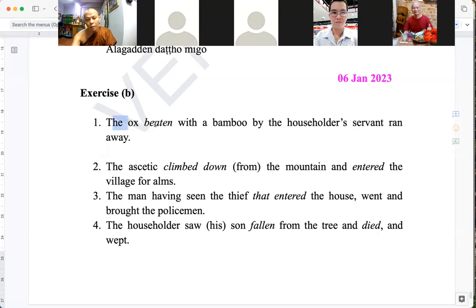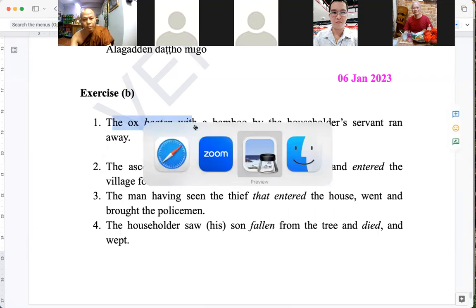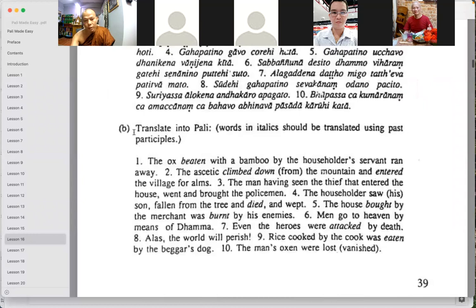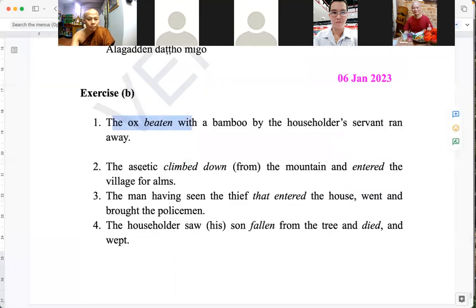So here, the ox, in the original text. In the Pali, easy. You see, translate into English, but words in italics should be translated using the past participle. These are what I already typed. So now, number one: the ox beaten with a bamboo by the household servants ran away.